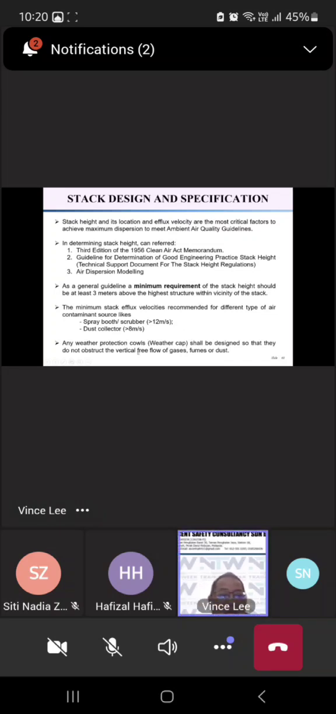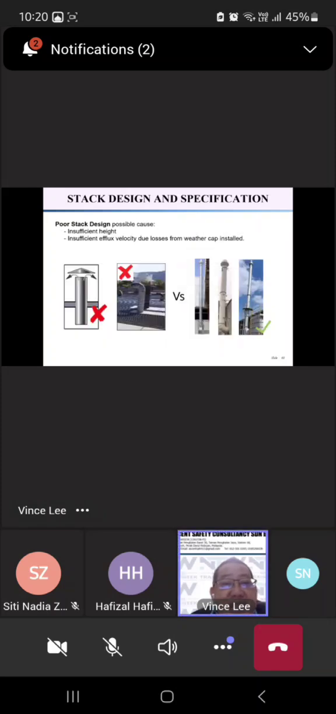And there should not be any weather caps that obstruct the free flow of gases, fumes, or dust. These are examples. The first one, DOE does not allow. Second one, DOE allow. The third one, DOE recommends that you have what? These are rain caps. And your designing IR will implement that in. Okay.